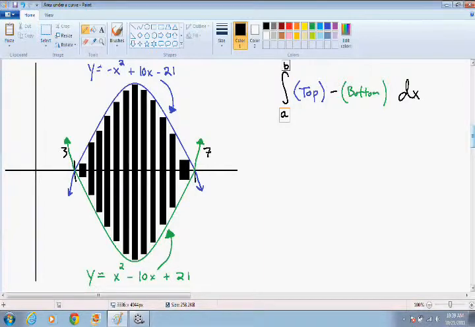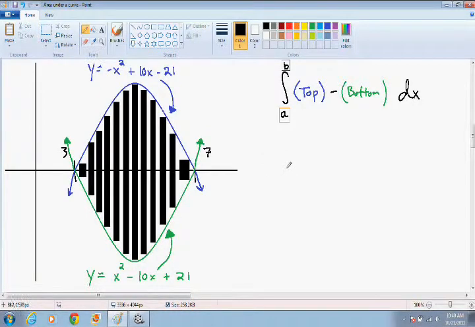Here I want to find the area in between the curve negative x squared plus 10x minus 21 and the curve x squared minus 10x plus 21. Notice that I colored in with rectangles the area that I'm trying to find. I highly recommend that you do that because it's easier to see. Notice that the top of every one of these rectangles touches the blue curve, negative x squared plus 10x minus 21, and the bottom of every one of these rectangles touches the green curve, which is x squared minus 10x plus 21. Knowing that, it's really easy to plug all our information into our formula to find the area.